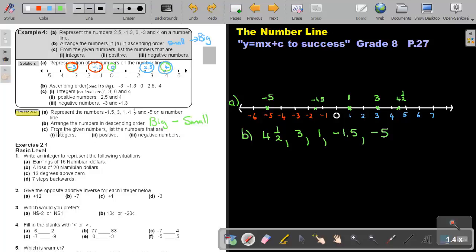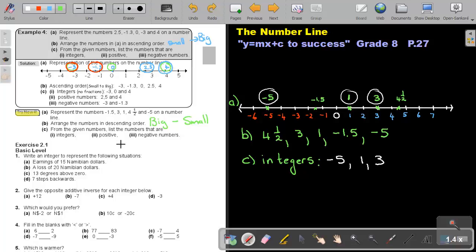And then the next one, from the given numbers, list the numbers that are integers. So, let's look. Integers. That's numbers with no fractions. So, if I look at the integers, it will just be negative 5, 1, and 3. So, negative 5, 1, and 3. No fractions.